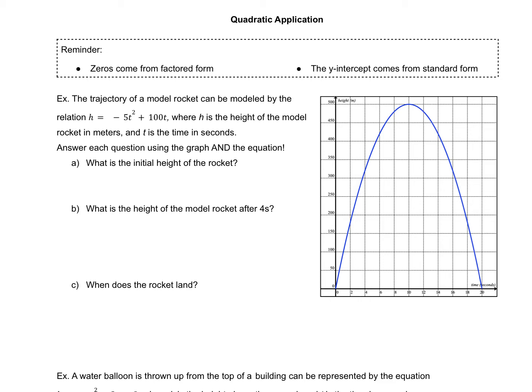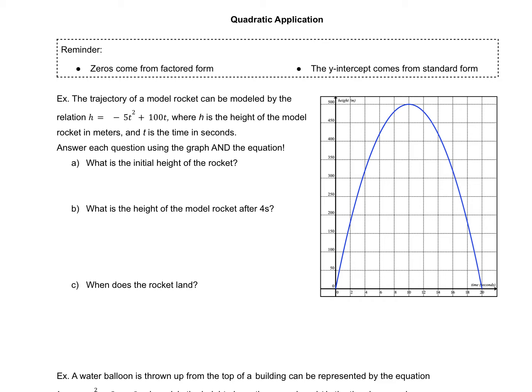First we'll start with a little reminder that the zeros come from the factored form, which is when you have your two brackets, and the y-intercept comes from standard form where you don't have any brackets and things have been expanded and simplified. So let's start with our first example.